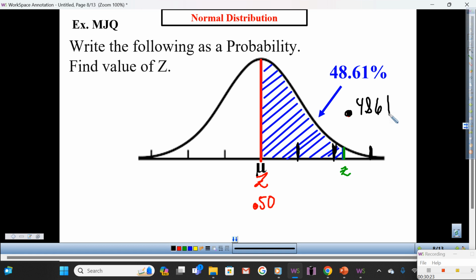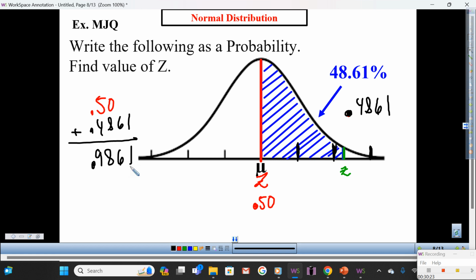So now that we have those two decimals, Areli's going to pass it to someone. Diego, what do we do? Diego said we add 0.50 and 0.4861. Is that what he said? Okay. So that gives us 0.9861.